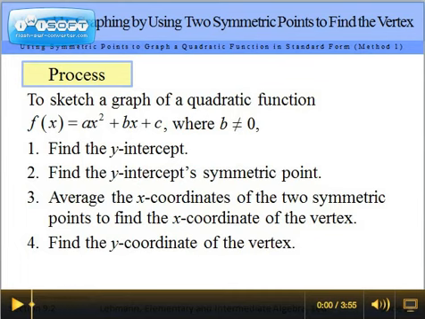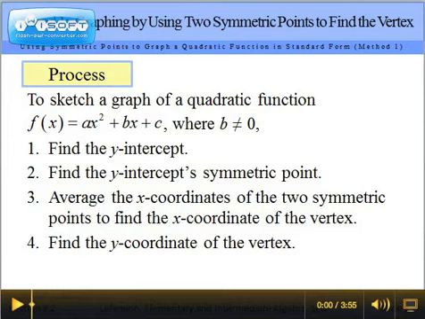To sketch a graph of a quadratic function, f of x equaling ax squared plus bx plus c, where b doesn't equal 0, the first thing we do is find the y-intercept. Then we find the y-intercept symmetric point by evaluating the function where y is equal to the y-coordinate of the y-intercept. Then we average the x-coordinates of the two symmetric points to find the x-coordinate of the vertex.